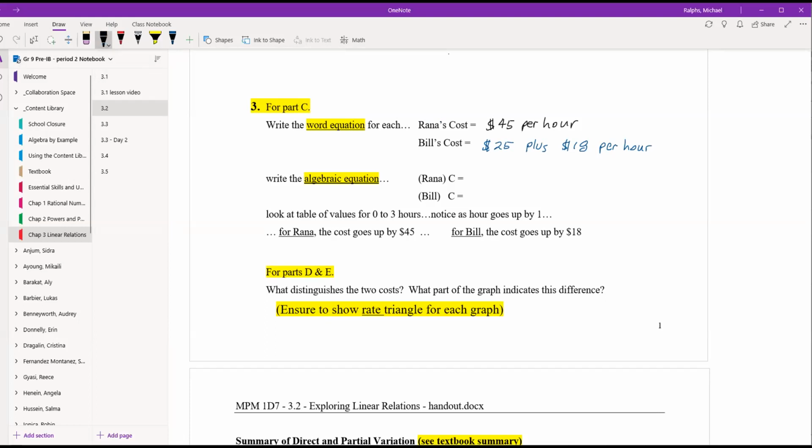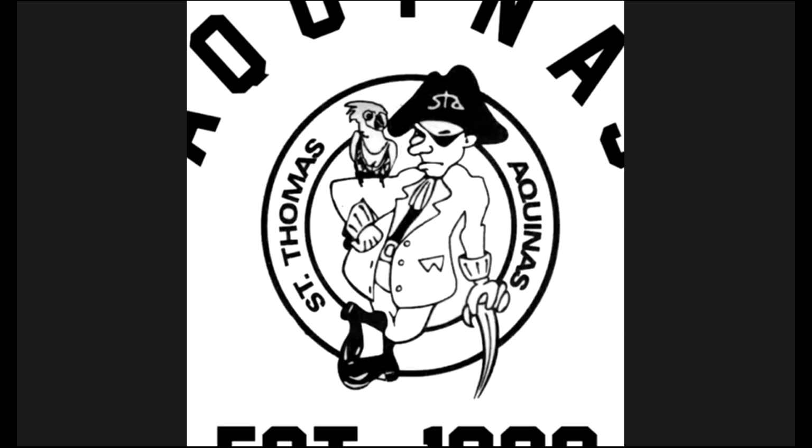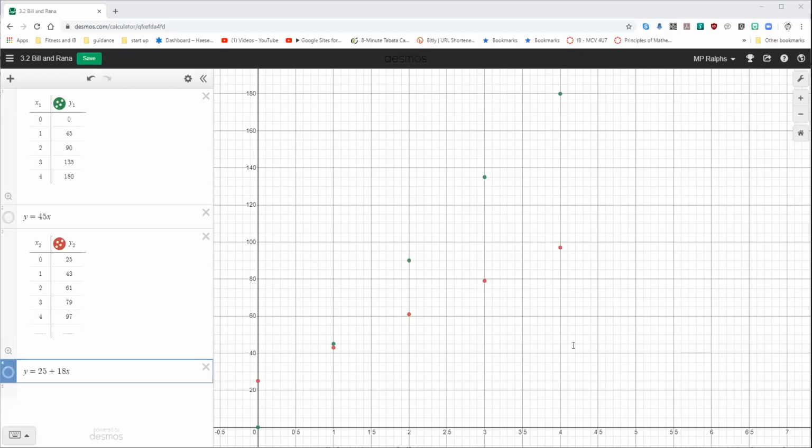Now, if we wanted to take a look at this in an algebraic sense, $45 per hour. Remember that Rana is charging $45 for every hour worked. We don't know how many hours she's going to work, so that's an unknown. But if we go back to this table of values, we see that for 0 hours, she charges $0. For 1 hour, she charges $45. For 2, it's 90. For 3, it's 135. So we know that the difference between each of these is $45.